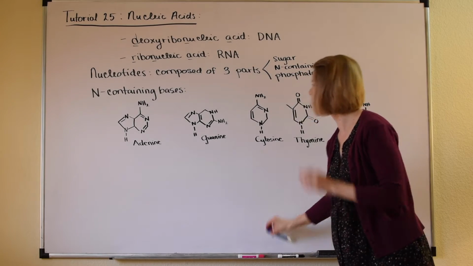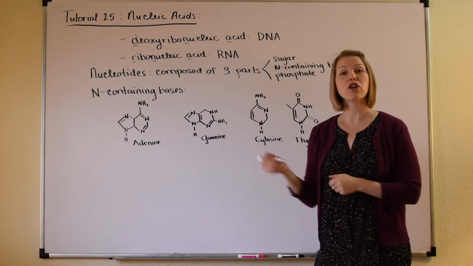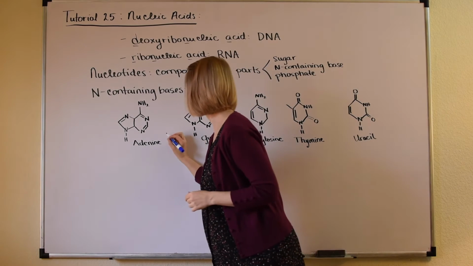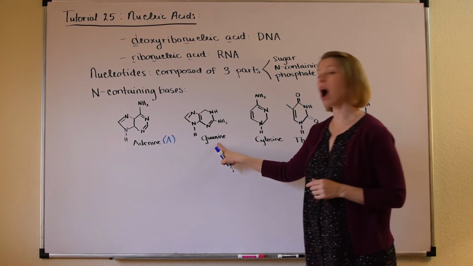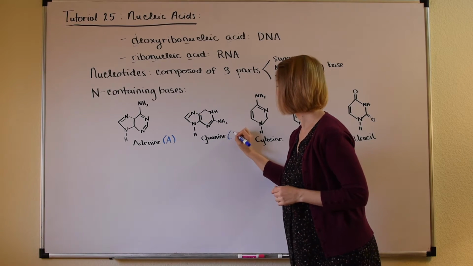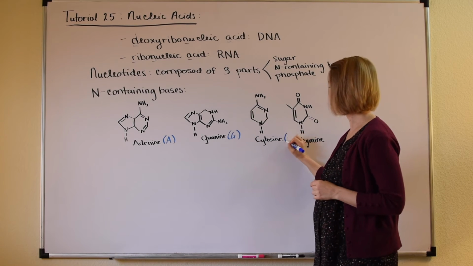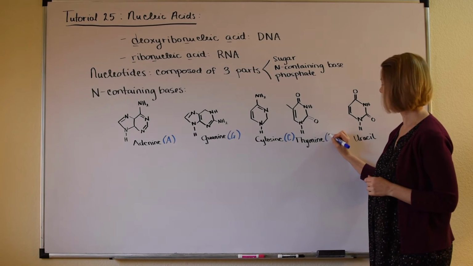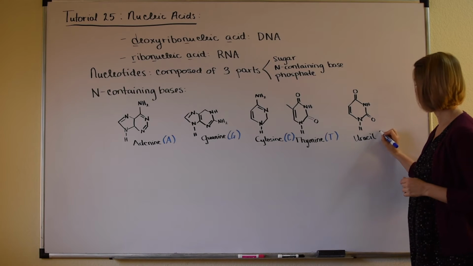Let's switch to a different colored pen here. So we have adenine, better known as just A. It's abbreviated as just a capital A. We have guanine, capital G. Cytosine, capital C. Thymine, capital T. And uracil, capital U.